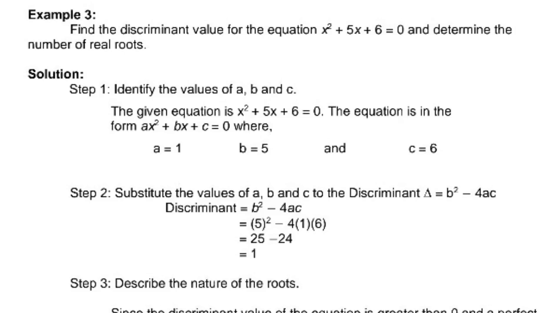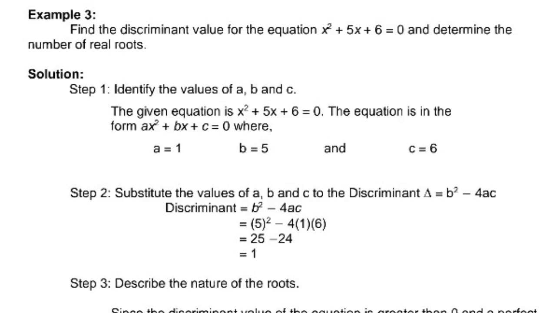Example 3 here, find the discriminant value for the equation x squared plus 5x plus 6 equals 0 and determine the number of real roots. So step 1, identify the values of a, b, and c. So for this one, the values of a, b, and c are a equals 1, b equals 5, and c equals 6.